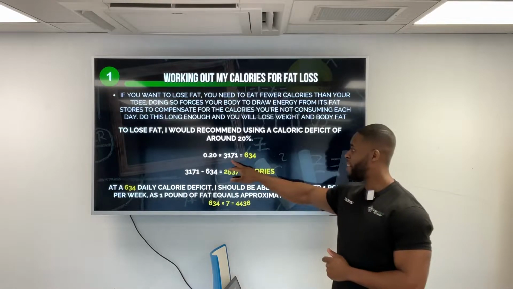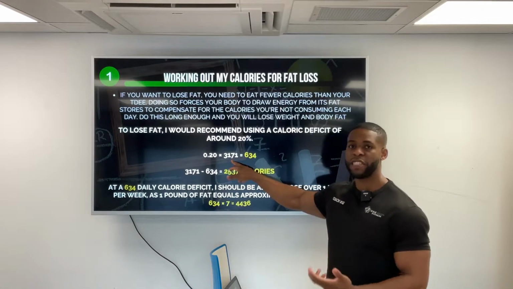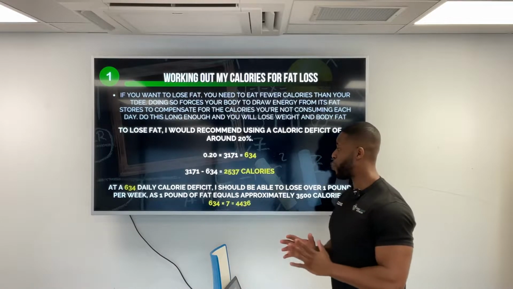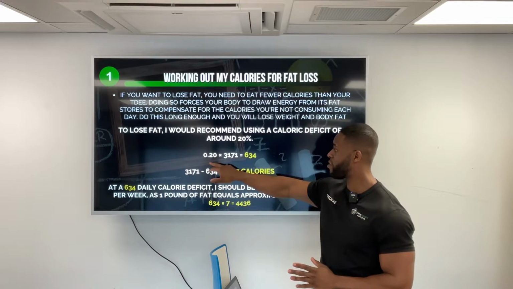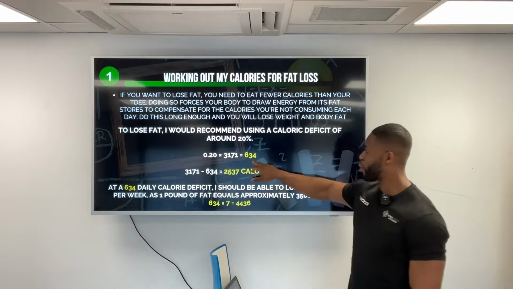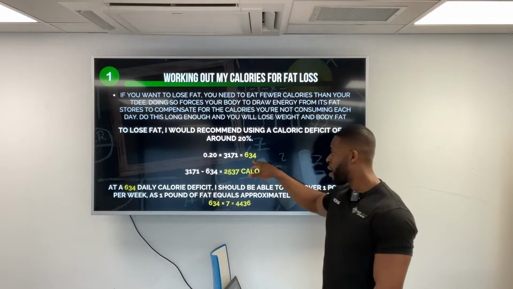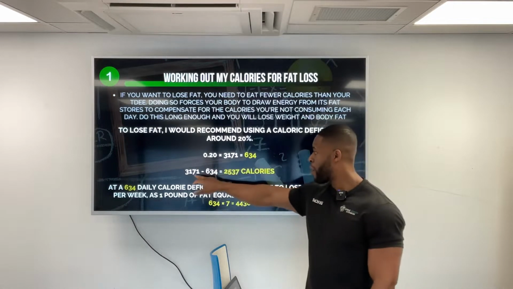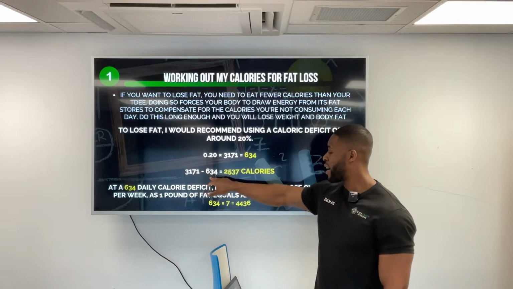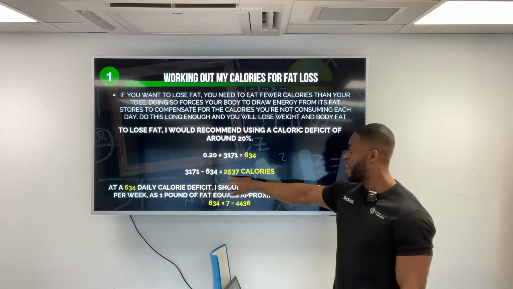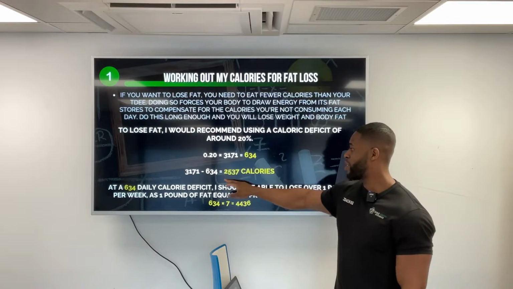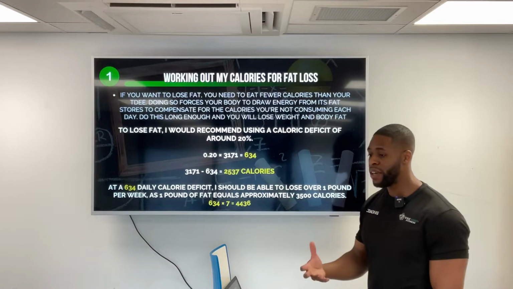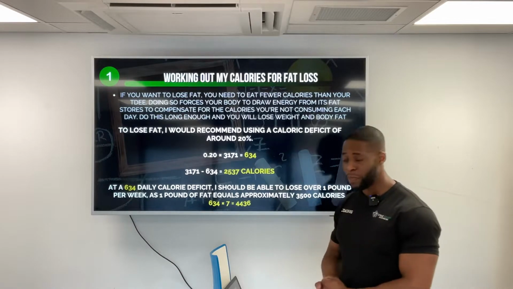So remember my TDEE, my total daily energy expenditure from the last video, 3,171 calories to stay at the same weight, okay? Times that by 0.20, which equates to 634. This is the deficit that we're going to create off of the maintenance number. So 3,171 take away 634 equates to our new number now to focus on, which is 2,537 calories. So that is what we need to be in a deficit and see how the body responds.